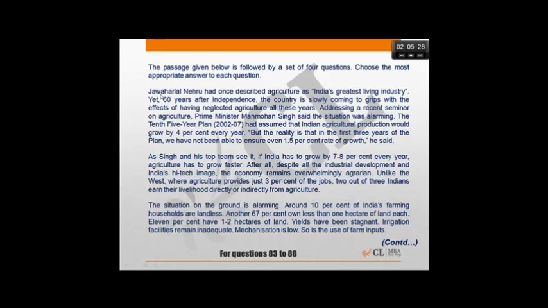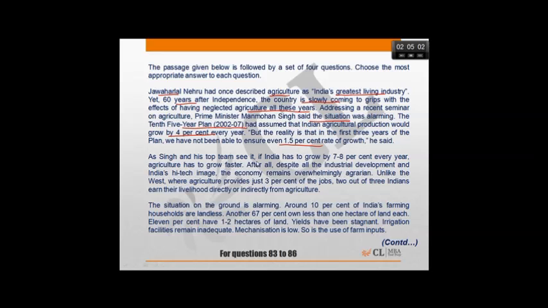Let me read this quickly. Jawaharlal Nehru had once described agriculture as India's greatest living industry, yet 60 years after independence, the country is slowly coming to grips with the effects of having neglected agriculture all these years. Addressing a recent seminar on agriculture, the situation was alarming. The 10th 5-year plan seemed India would grow by 4% every year, but the reality is, in the first 3 years of the plan, we have not been able to ensure even 1.5% growth rate, he said.